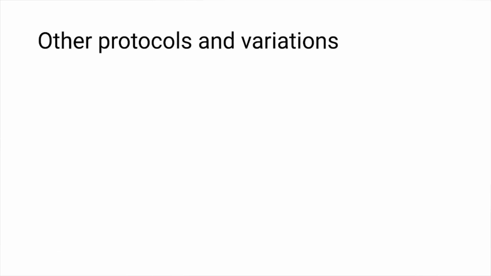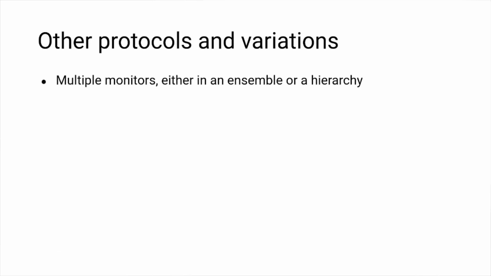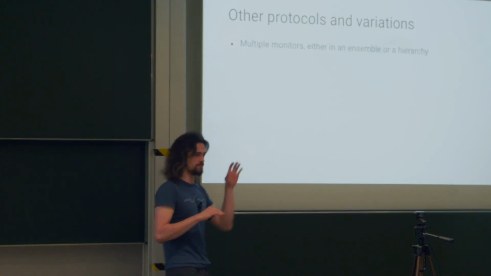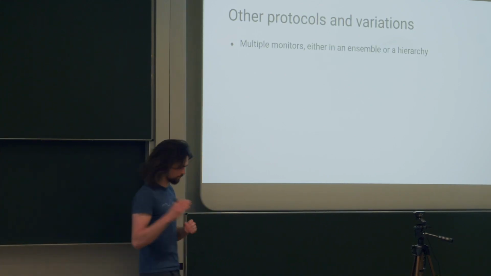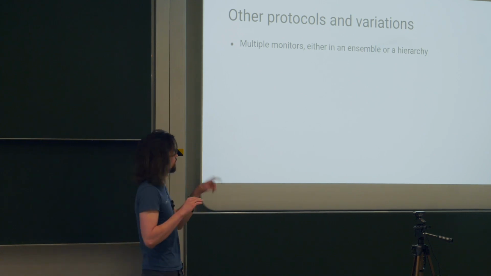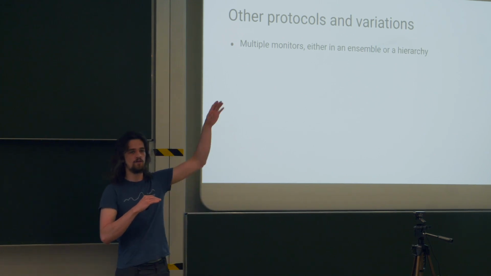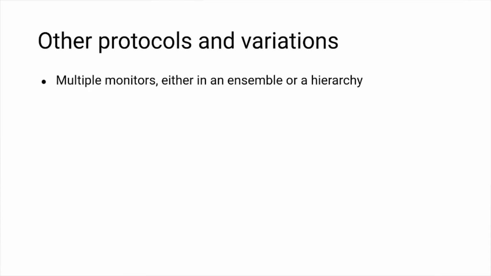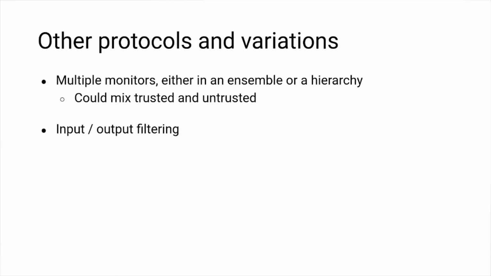Yeah, and then just stepping back and looking at some other protocols and variations that people are thinking of. So you could have multiple monitors, either in some sort of ensemble where you aggregate their scores, or maybe you have some hierarchy where you have a very cheap, fast, low threshold monitor to do the initial pass, and this passes it up to more powerful monitors or even eventually humans in a hierarchical fashion. You could mix together trusted and untrusted monitoring. You could also do more input and output filtering.